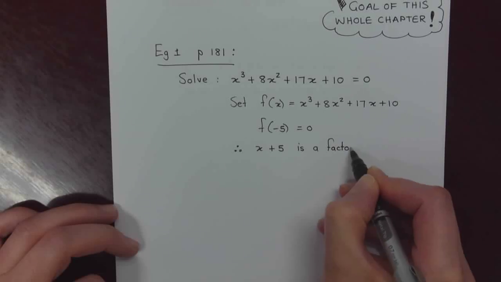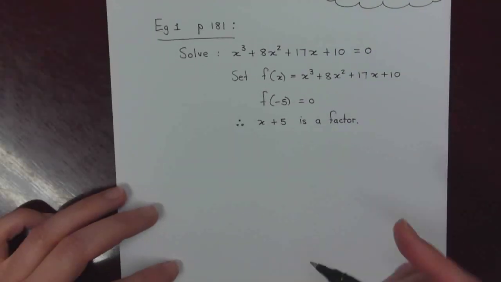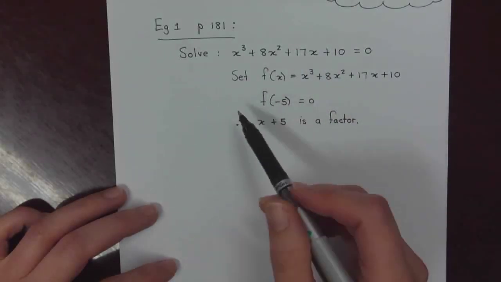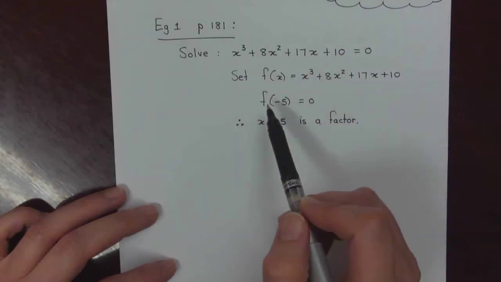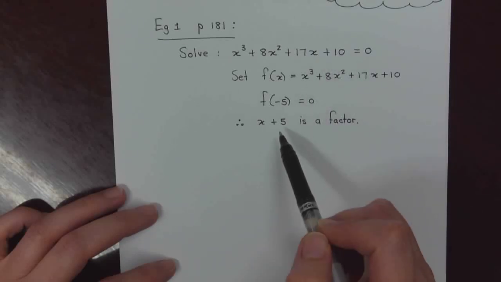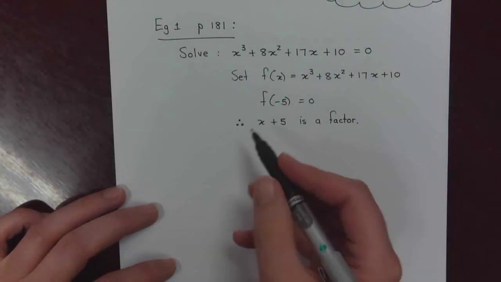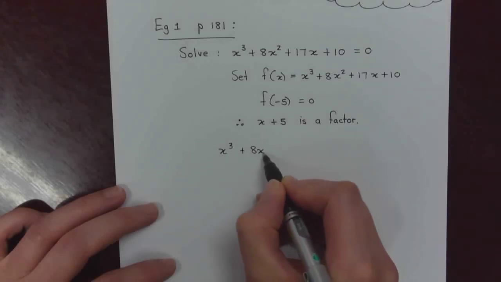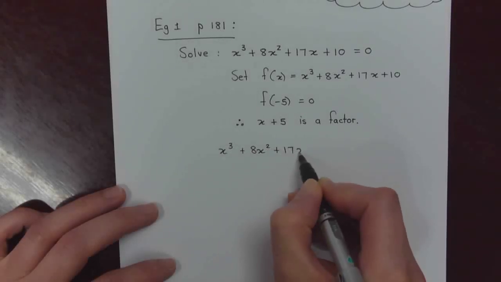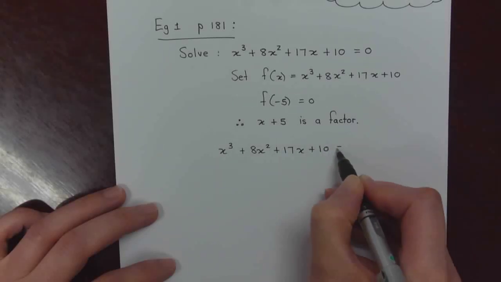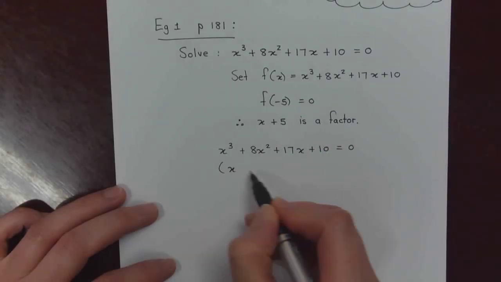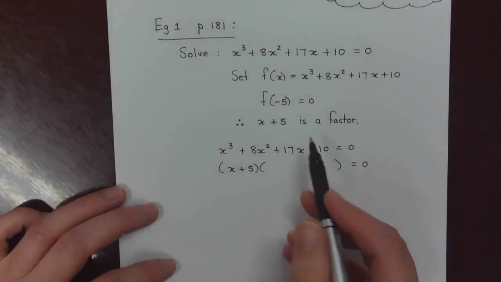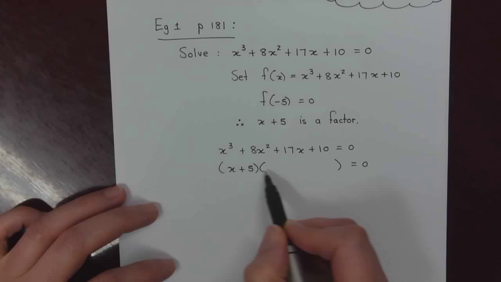Great. So now that I know x plus 5 is a factor, I can use that factor with that lovely little inspection method. If you still don't prefer the inspection method, you could use long division, but I'm going to use the inspection method. So x cubed plus 8x squared plus 17x plus 10 is equal to 0. Now x plus 5 is a factor, so it's x plus 5 times, and this will have to be my quadratic trinomial.